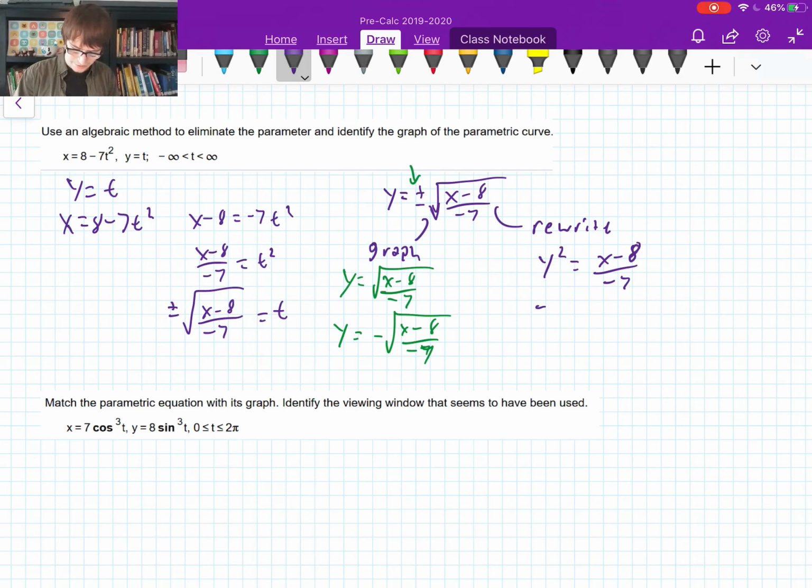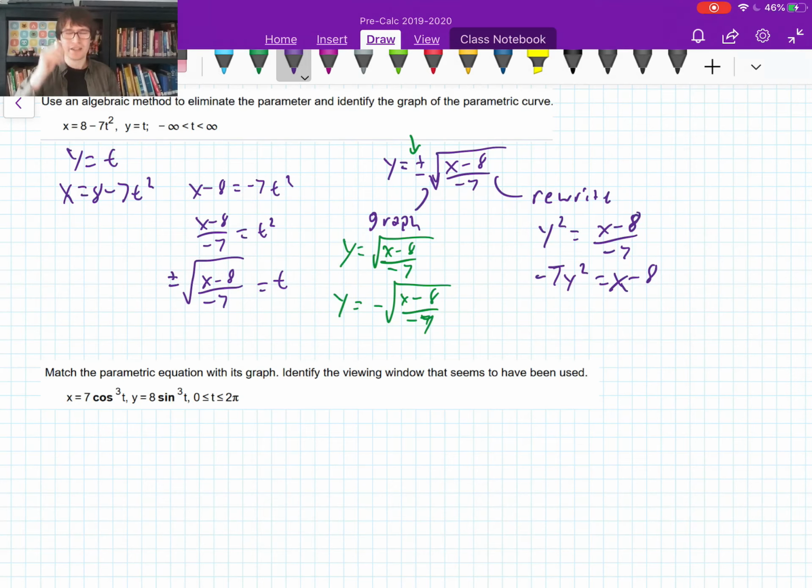One more thing we can do. Well, here's the last thing we can do. Let's just see what happens when we solve for x, because we're one step away from that. So we'll see, if we solve for x, we get x equals negative 7y squared plus 8. Now that's interesting. That looks like a parabola. That's the equation of a parabola.